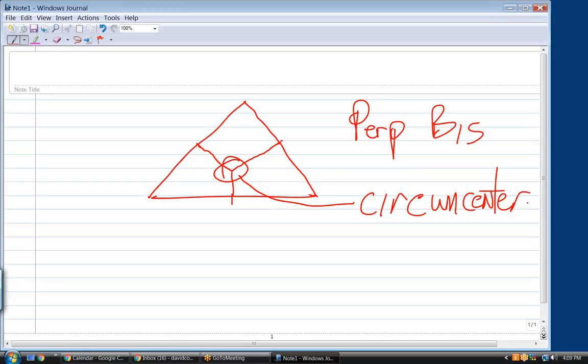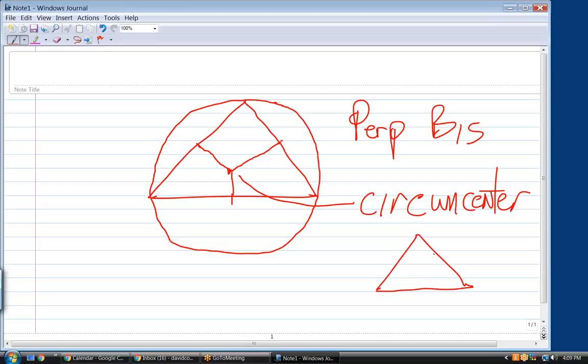Circumcenter is called that because, when I do perpendicular bisectors of each side, and they find a point in the middle, that point is the center of a circle that would circumscribe that triangle. You know the difference between circumscribe and inscribe? If I inscribe a circle in a triangle, that's what I'm doing. If I'm circumscribing it, I'm going around the outside vertices. So this one's in, and this one is circum.